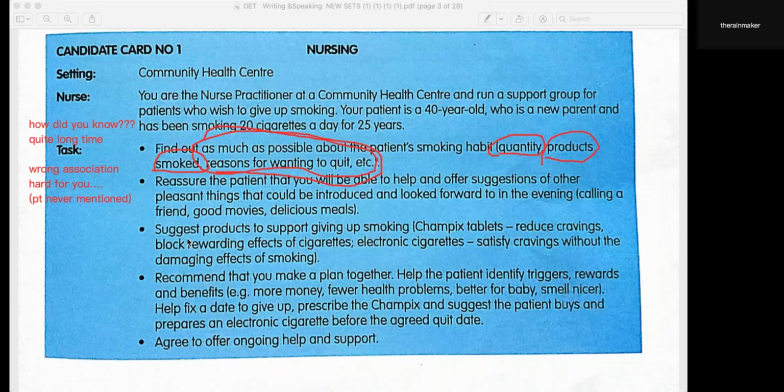What was the wrong association? I forgot, but I've written it there. You associated it wrong. Let me think. You could have asked about the products smoked, what kind of cigarettes you smoke. Quantity, that was okay. Reason, you could have straight away asked, and then you could have gone into conversation. Anyways, let's see, Aruna, you're going to do it. We'll talk about it, all of us.